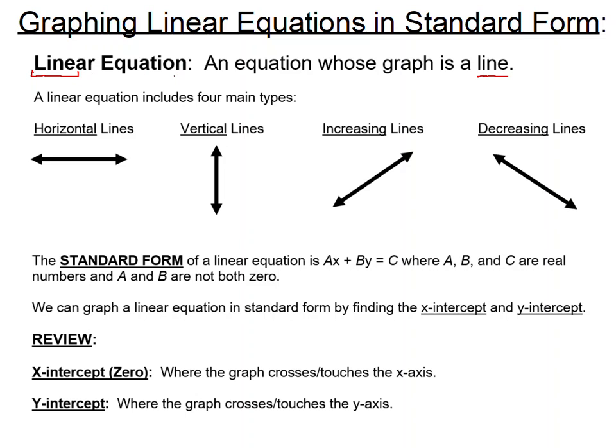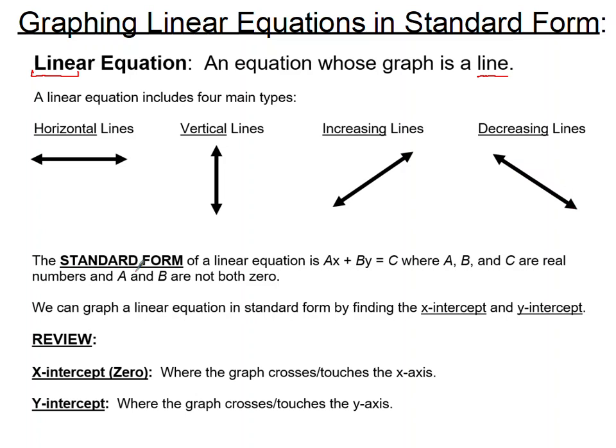A linear equation includes four main types. We have horizontal lines, those go across from left to right. We have vertical lines, those go up and down. We have increasing lines from left to right. They are increasing, so they have positive slopes. And we have decreasing lines from left to right. They go downward, and they have negative slopes.